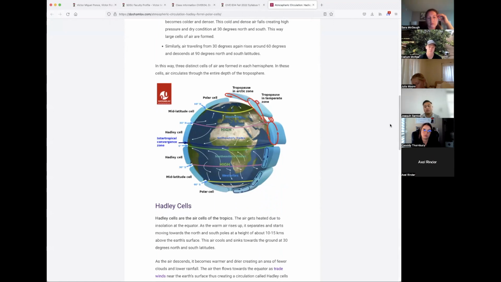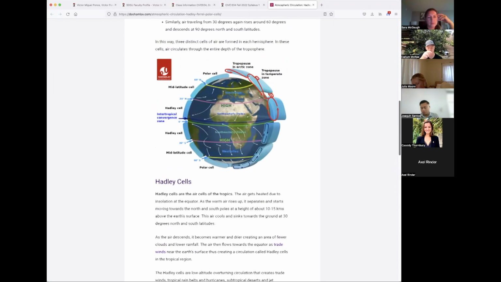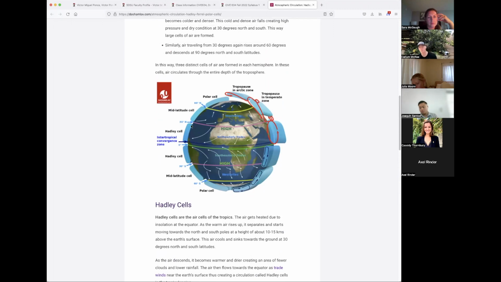The Hadley cell is an atmospheric circulation cell in the tropics. Right there, here's a Hadley cell. The Ferrel cell is this one. And I don't know why these people here call it mid-latitude cell. It is a Ferrel cell. It says in there, Hadley cell, Ferrel cells, mid-latitude cells, okay? So the mid-latitude cell is the Ferrel cell.